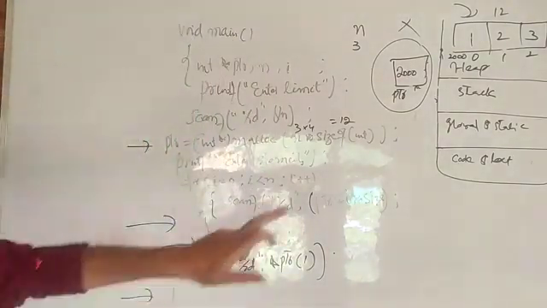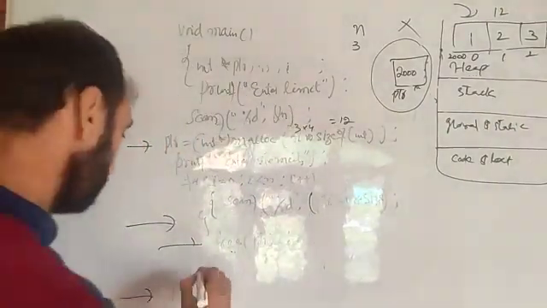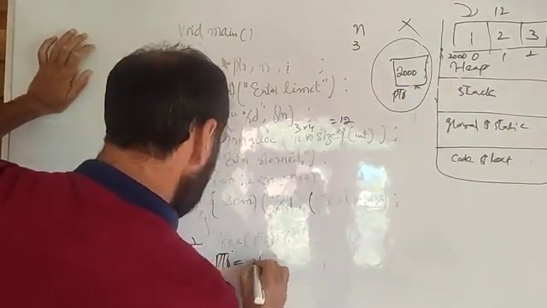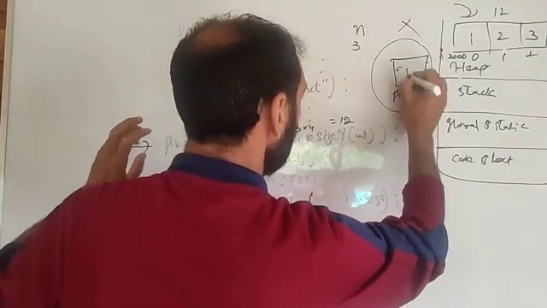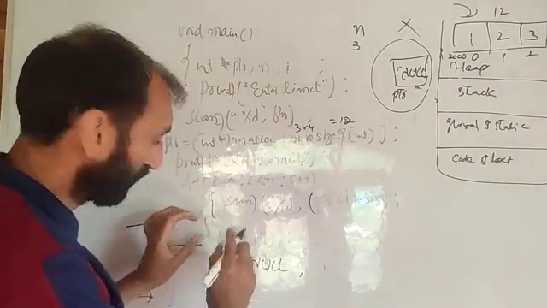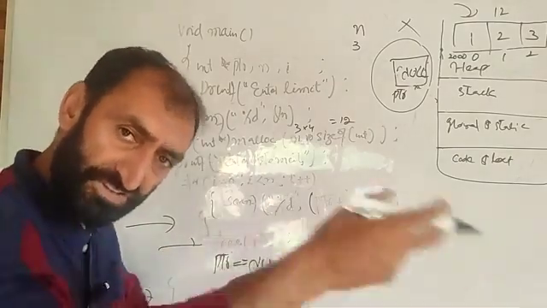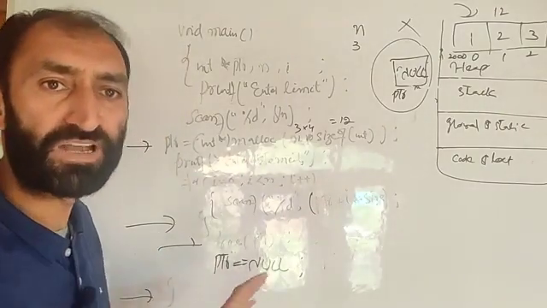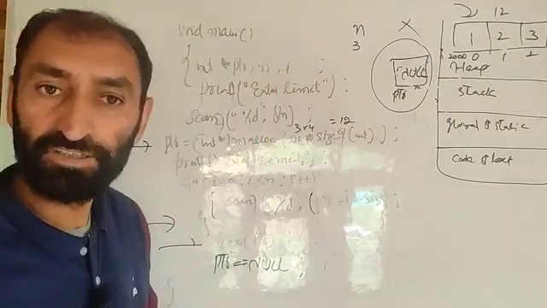Now, PTR still contains 2000. It is good to reinitialize this pointer here, PTR equal to NULL. And now this PTR contains NULL. So, after freeing the memory with the free function, we should make it our habit to reinitialize that pointer with NULL in order to avoid errors and this undefined behavior.